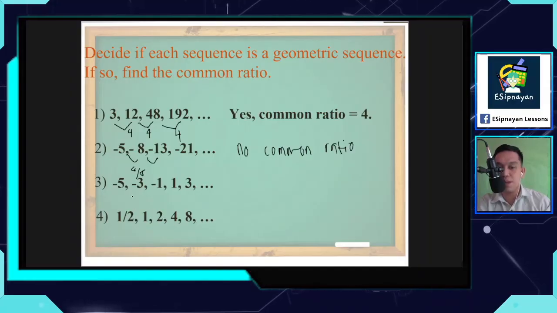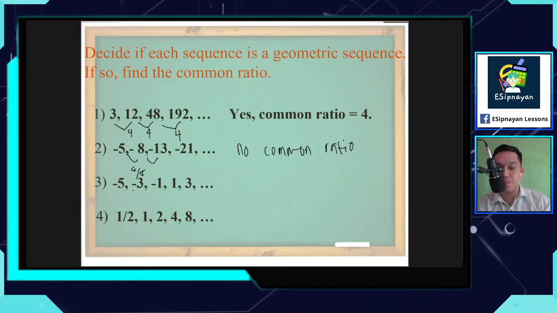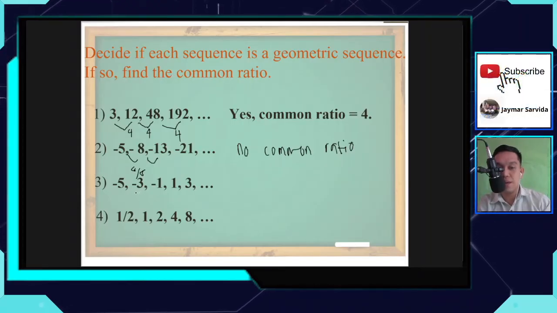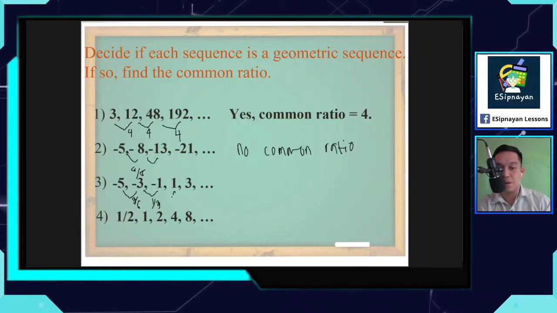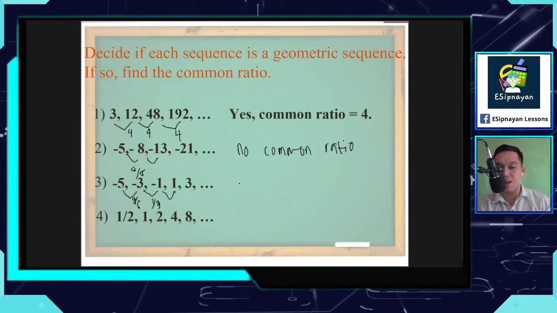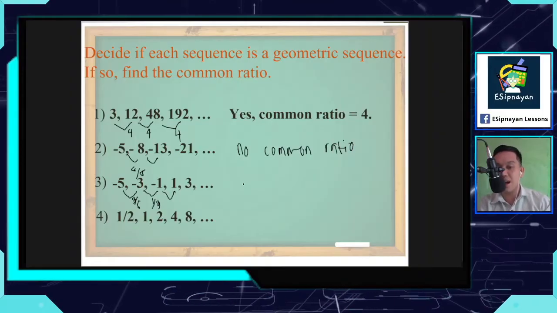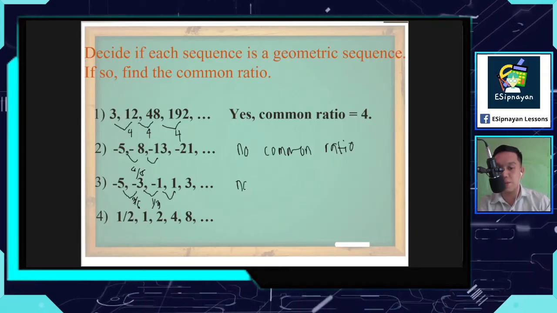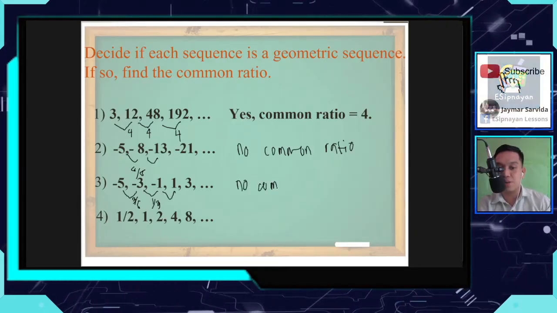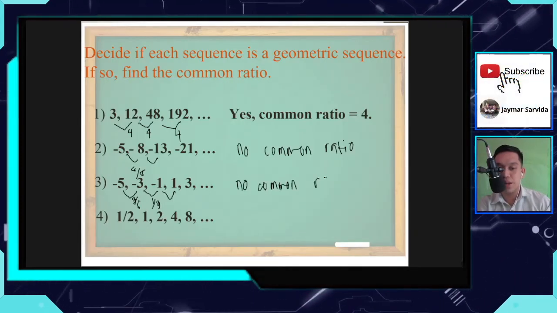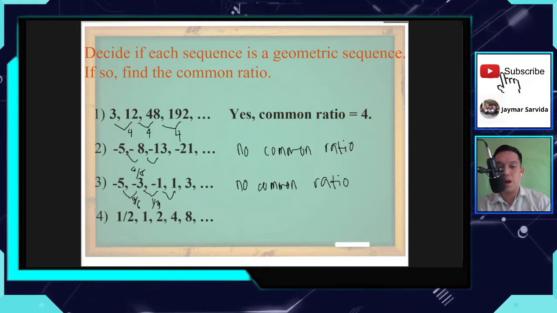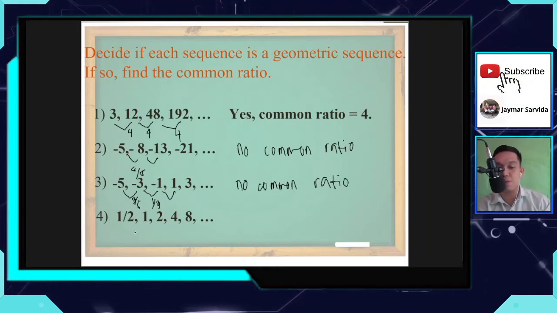What about in number 3? May common ratio ba tayo? Negative 3. Okay, so that is 3/5. Negative 1 divided by negative 1/3 is 1/3. Okay, so dito pa lang, iba-iba na sila ng ratio. So therefore, hindi ito geometric sequence. No common ratio.